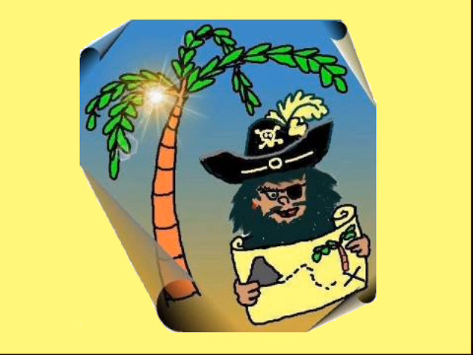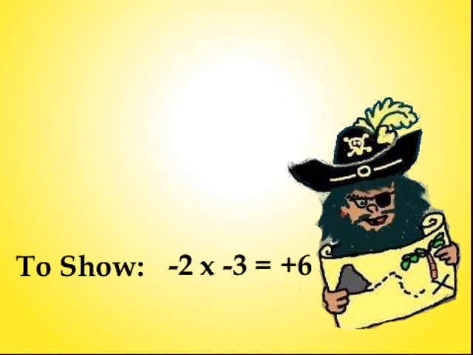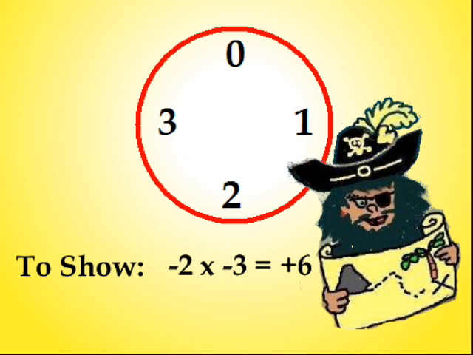Har har! Ye won't be able to do this one. How can ye show that -2 times -3 is +6 in a 4 circle? Of course you can't. There is no 6 in a 4 circle, ye landlubber. Well, we'll give it a try.